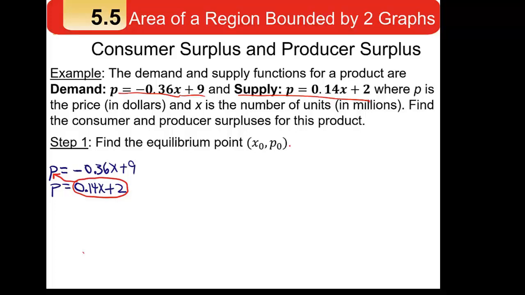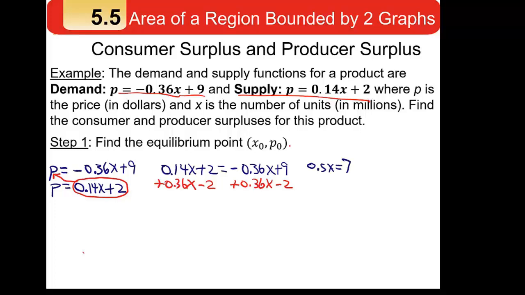So if you take the second value in terms of x for P and plug it in for the first one, you get 0.14x plus 2 is equal to negative 0.36x plus 9. And if you add 0.36x to both sides and subtract a 2 from both sides, you'll end up with 0.5x equals 7. And if you divide both sides by 0.5, you'll end up with x equals 14. So that's the x coordinate of the equilibrium point.